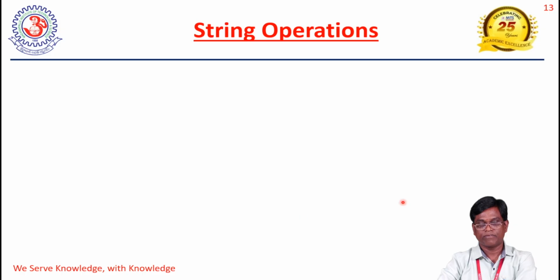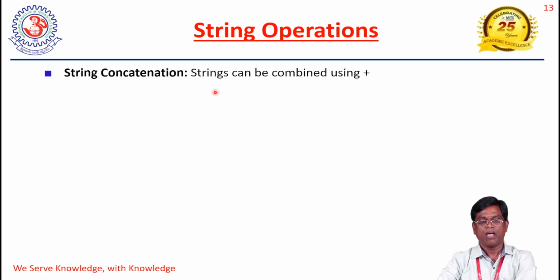Next we will discuss string operations. What are the different possible string operations that we can do on strings? Let us see them one by one. First, we can do string concatenation. I can combine two strings by using the plus operator. This is string concatenation. Let us see the example here.